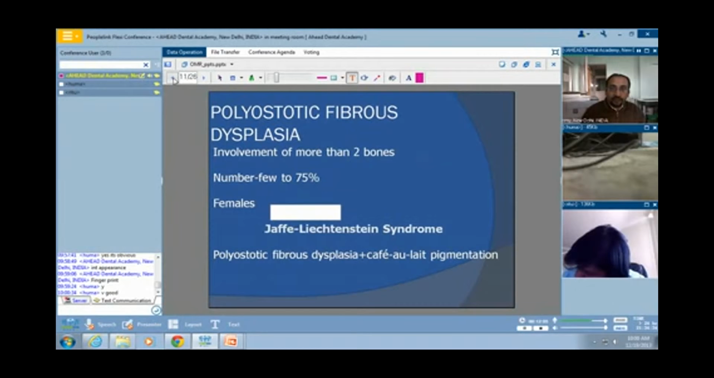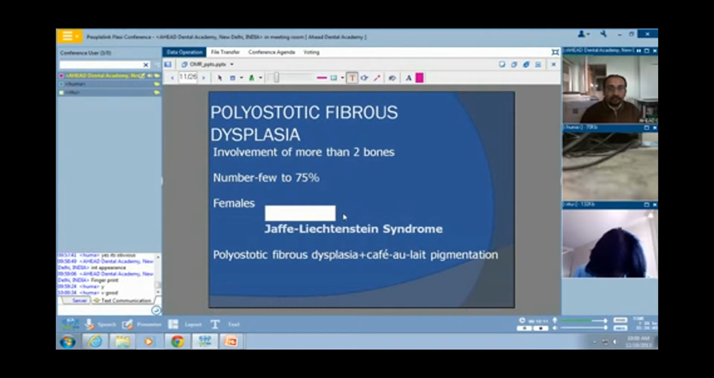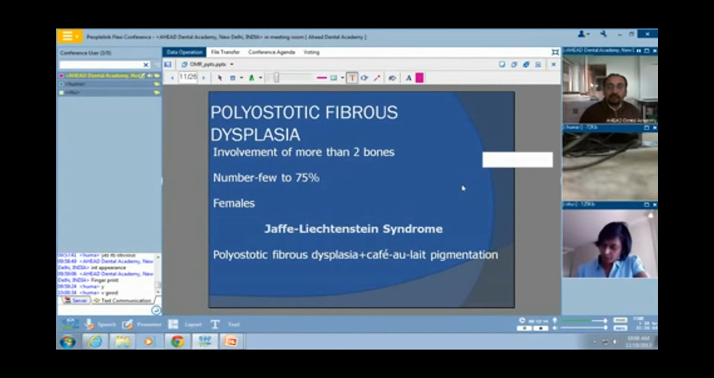Now coming on to polyostotic fibrous dysplasia. How do we differentiate it? The only difference is there is involvement of more than two bones. It is called polyostotic fibrous dysplasia. The hallmark of polyostotic fibrous dysplasia is that it is generally divided into two parts, Jaffe-Lichtenstein syndrome and one more syndrome called McCune-Albright syndrome. Please don't get scared with these heavy words.